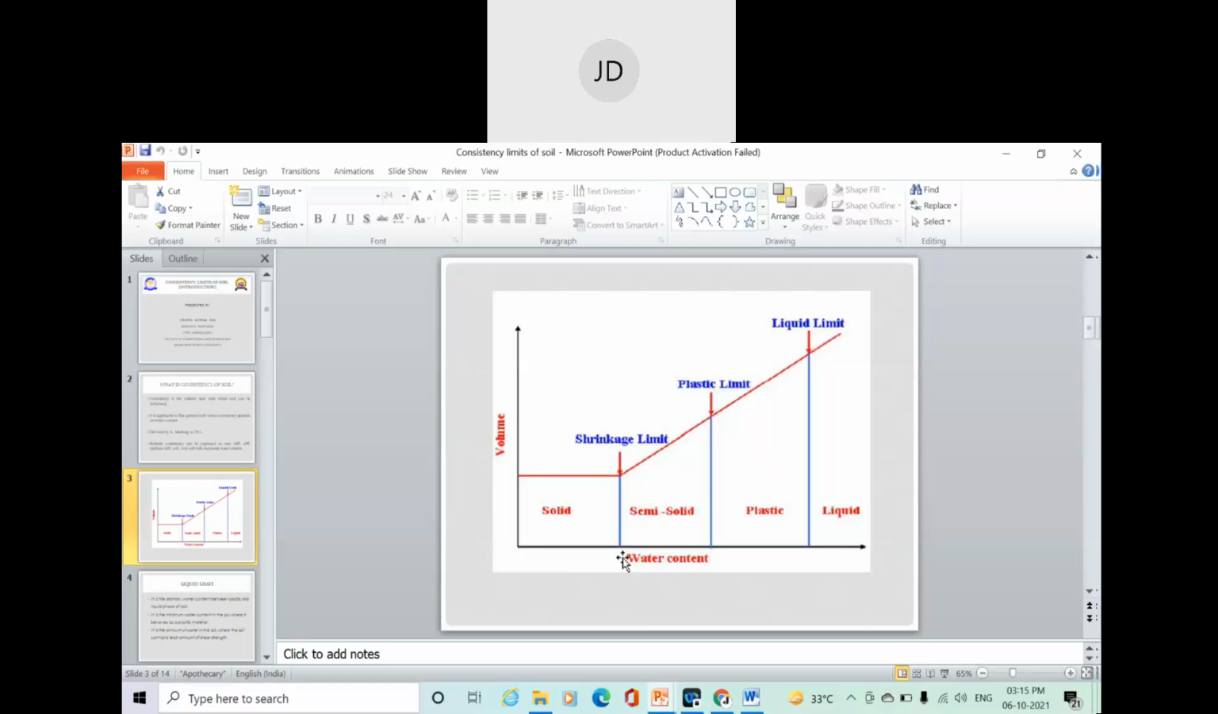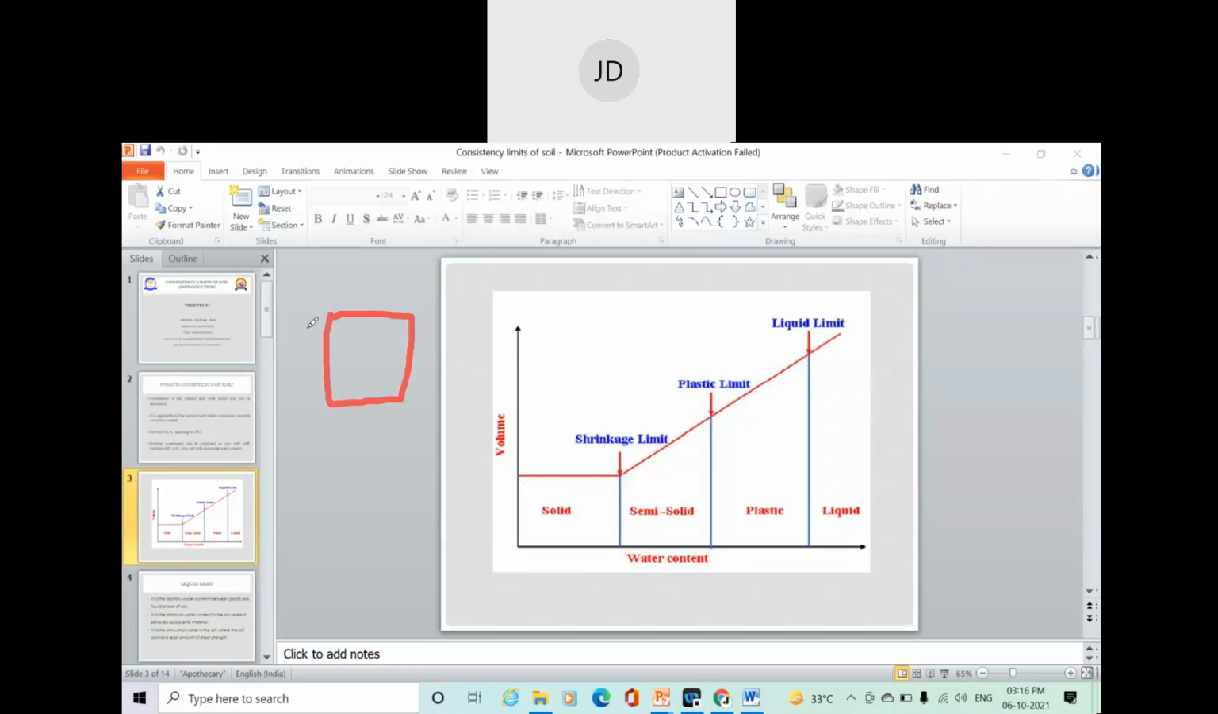Here you can see in the x direction water content is increasing, and in the y direction it represents volume of soil. This is the variation curve of volume versus moisture content, the red color one. Suppose you consider a three-phase soil, let's draw a three-phase diagram. Let's consider a dry soil mass.